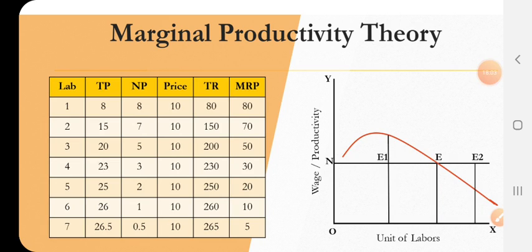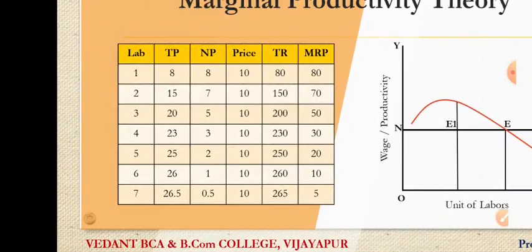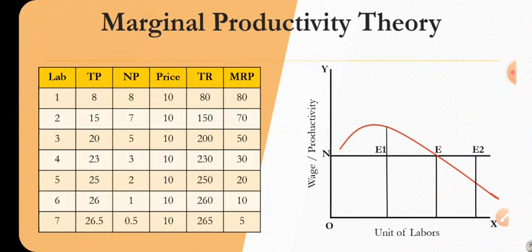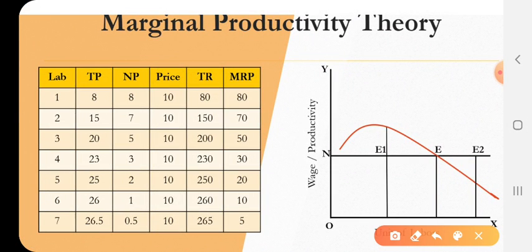So here we are analyzing that one particular laborer manufactures 8 products, and his total production is 8. The price is 10 rupees, so the total revenue is 8 into 10, that is 80 rupees. And the marginal revenue product is also 8 into 10, that is 80 rupees.